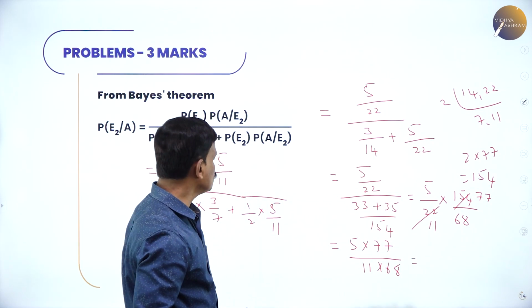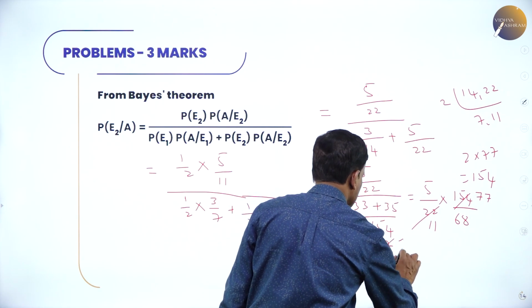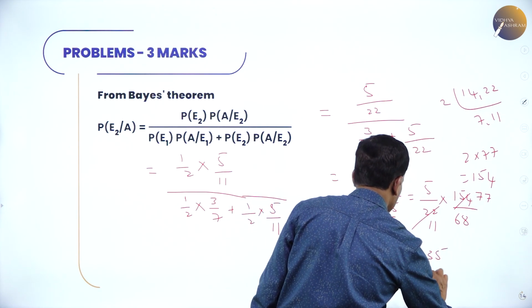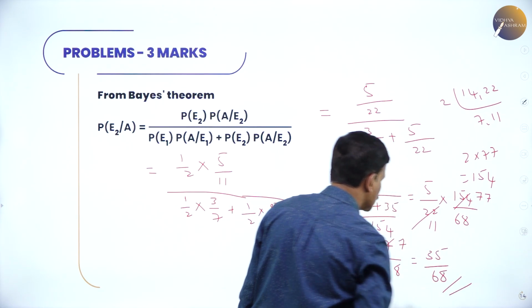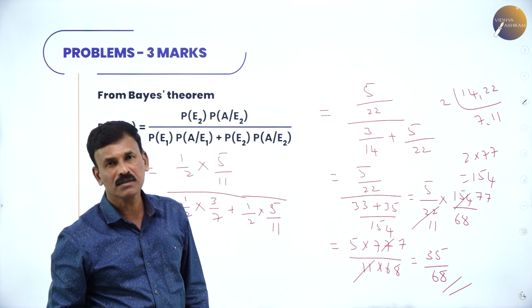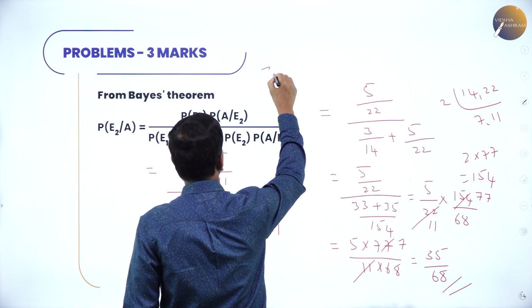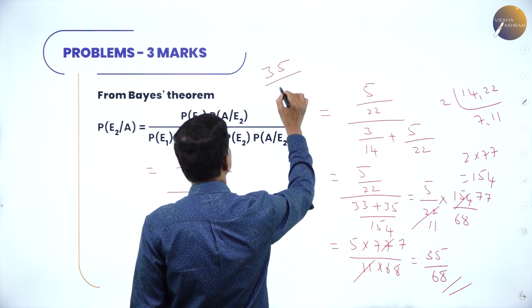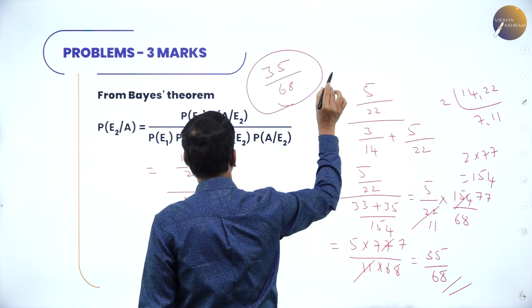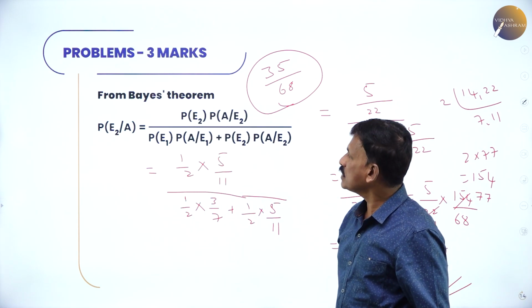What is this equal to? 11 7s are 77, 7 5s are 35, divided by 68. So the simplified answer is 35 by 68. That's it. So therefore the required answer is 35 divided by 68. Now move on to the next problem.